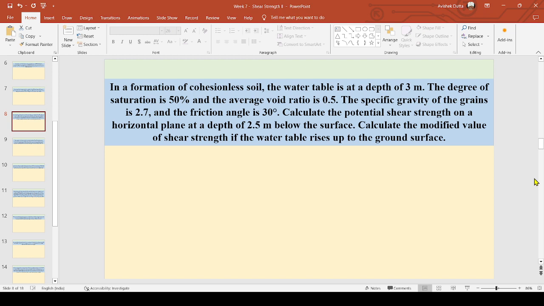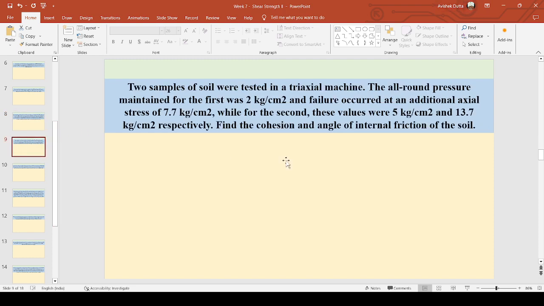So to find the shear strength in two separate situations, when the water table is at a depth of 3 meter and when the water table rises up to the ground surface, to find out the shear strength at a depth of 2.5 meter below the ground surface. Next question.